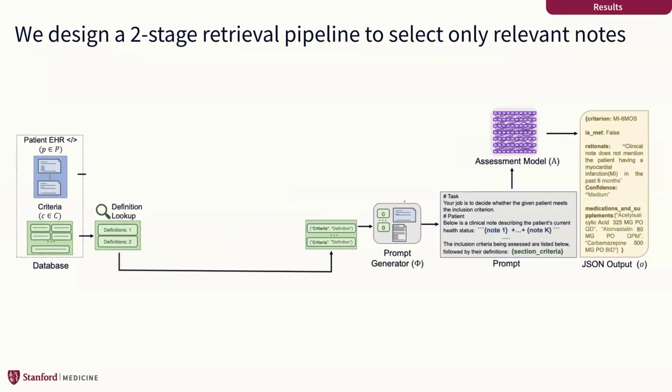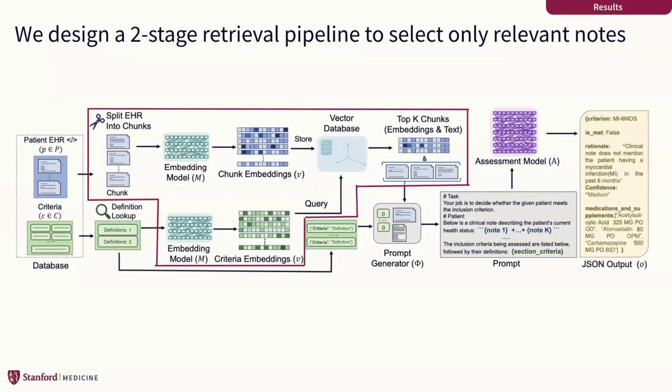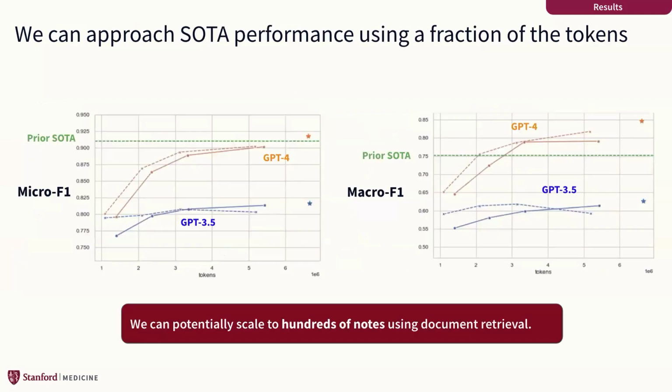And so the obvious solution for this right now is to do some sort of two-stage retrieval pipeline, right? Basically, we do the straightforward thing where we embed the notes, we embed the criteria, we do some sort of cosine distance, we retrieve the top most relevant notes for the specific criteria that we're evaluating, and then we only feed those top K chunks through the downstream model so that we can cover as many notes as we want and make sure we're only looking at information that's relevant for evaluating a specific criteria at once. And so the results here basically show that you can approach top performance or state-of-the-art performance using a fraction of the tokens, the notes that we were using previously.